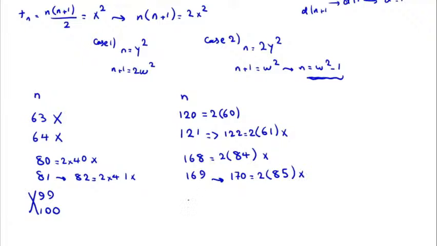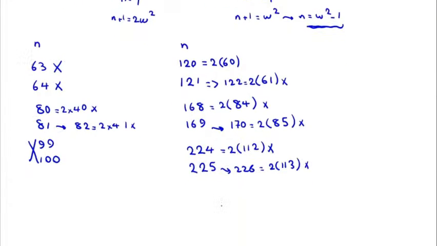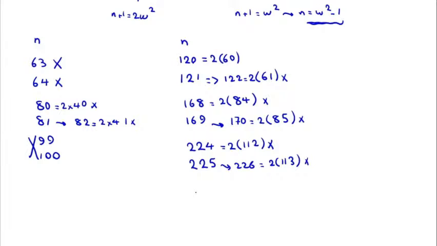15 squared, if you check, will be 224, 225. 224 is 2 times 112. It's not good, not a perfect square. 226 also, here it's 2 times 113. It's not a perfect square. It was 15. 17 squared is 288, 289. And if you check, it will be 2 times 144, and it's a perfect square. It's 2 times 12 squared. Okay. So n is 288.